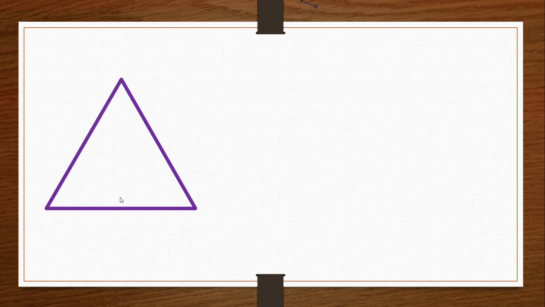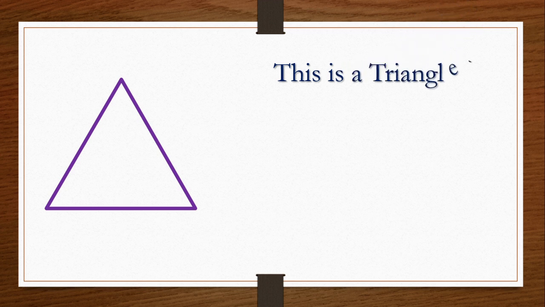This figure is called a triangle. Tri means 3. So this is called a triangle. Dear children, we will count the sides or the edges of the triangle. This is the first side and this is the second side and this is the third side.